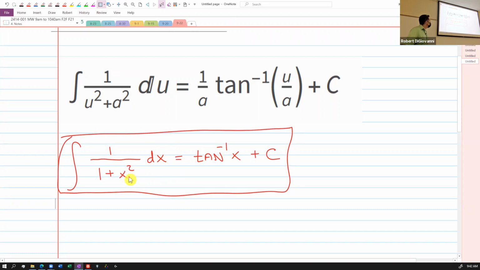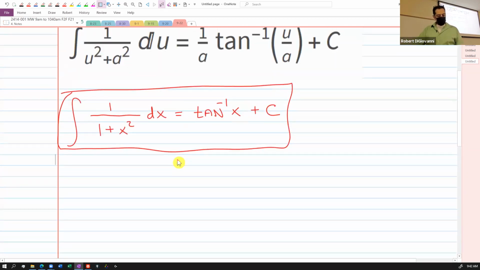This formula is a generalization of this idea. What we're doing is instead of using the variable x, we're using the variable u. So we have u squared. And instead of 1, it can be any number squared. So if this was 1 over 4 plus x squared, we have a way of getting the antiderivative. It only works though if this is a plus in between.